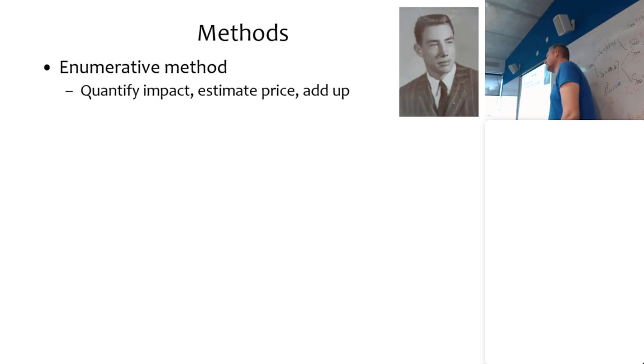So what do you do in the enumerative method? Essentially you start by doing what I did last week. You go through the long list of impacts of climate change and you read the scientific, engineering and economic literature on the impacts of climate change on crop growth, on sea level and then on coasts, and on human health, how many people would die prematurely. So that is the first thing you do: you list all those impacts and quantify them in their natural units. Then you estimate the price of these things. You multiply them and you add them up.